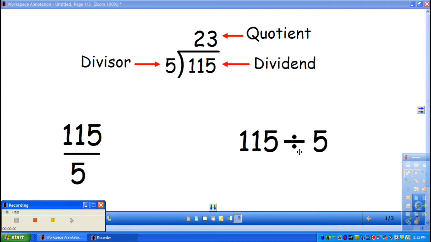Children need to be able to recognize the divisor, the dividend, and the quotient in all of these formats. So you might want to pause the video here and make sure your children can identify the dividend, the divisor, and what the quotient would be on all three of these examples. Let's move to the next page.